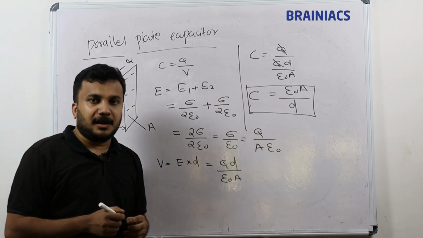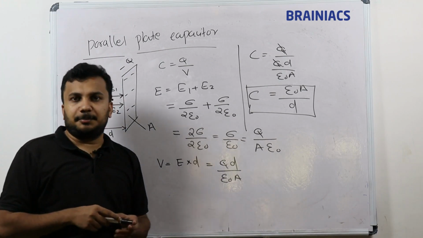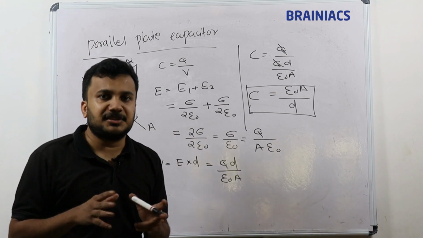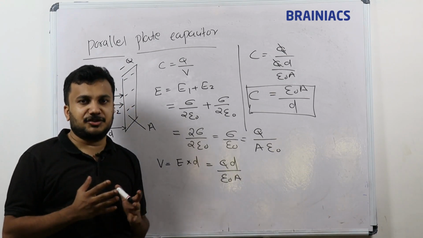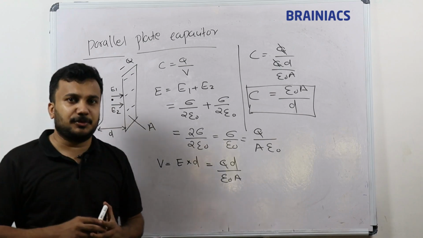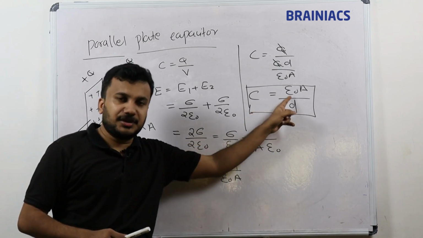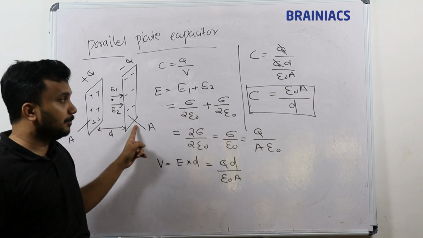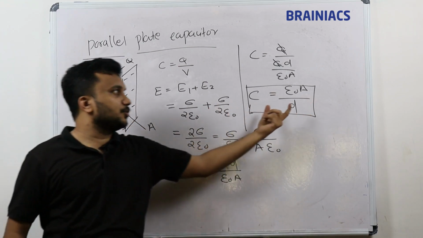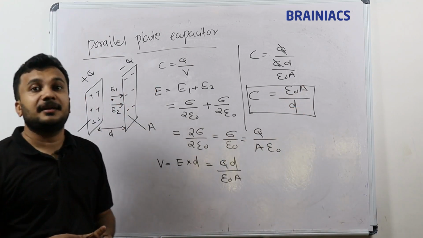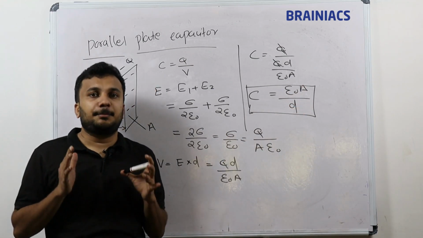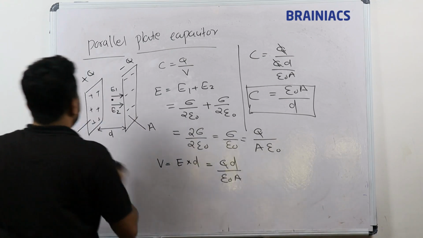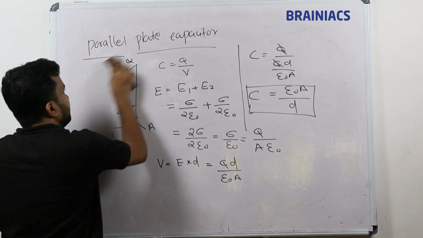Look here. When I started the topic of capacitance, I told you capacitance depends upon the physical dimensions, not upon charge and not upon voltage. If you look at this equation, capacitance depends upon the area of cross section, which means the area of the plates, and the distance between the plates. So epsilon 0 A divided by d is the equation for a parallel plate capacitor. Fine, we are going to move to the next one.